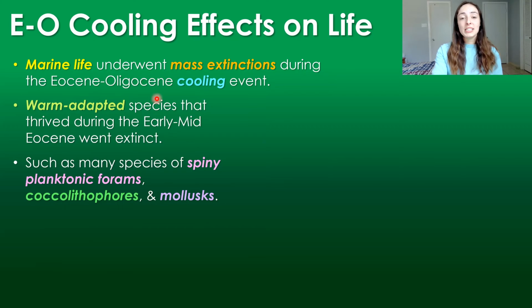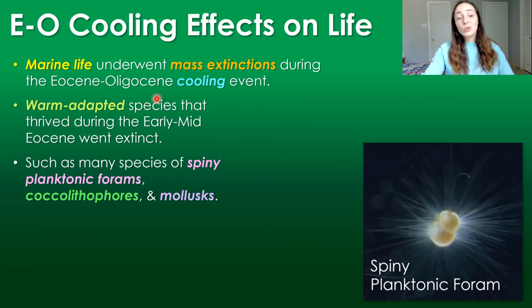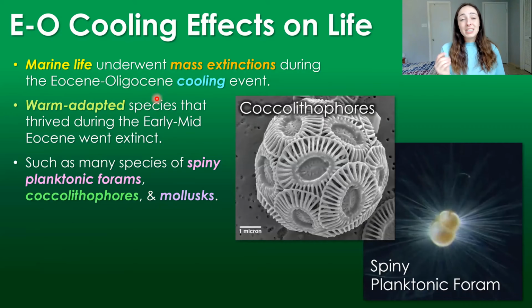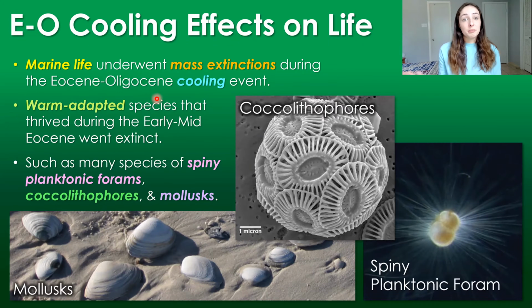For example, warm-adapted species that thrived during the Paleocene to the mid-Eocene time went extinct because they were adapted to the warm period. These include spiny planktonic forams or foraminifera, those guys that gave us the oxygen isotopes to make the temperature graph. They also include many species of coccolithophores and many species of benthic mollusks.